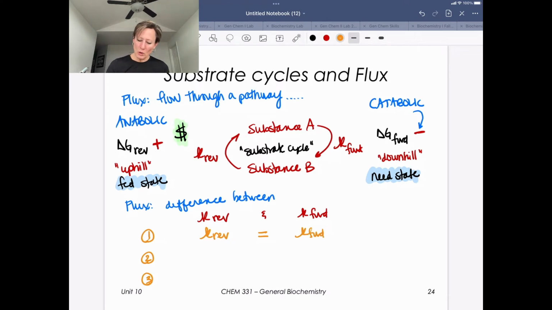Okay? We would define flux for this system as being 0. So flux for this system is going to be 0. There is no net flow in or out. We're not accumulating more A or more B. Okay? So again, if we think about this as water flowing and showing sort of the conversion of A to B or B back to A. If A to B happens at the same rate as B to A, there's no net accumulation of either A or B. And so we say flux through this metabolic pathway or this substrate cycle or this system is going to be 0.